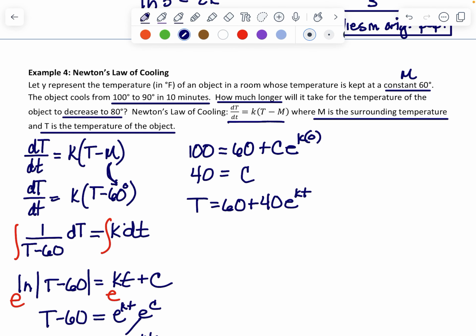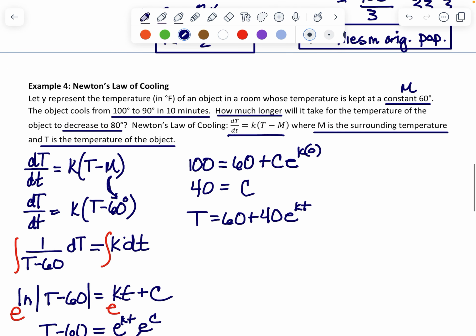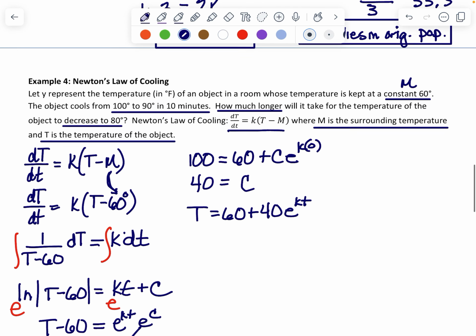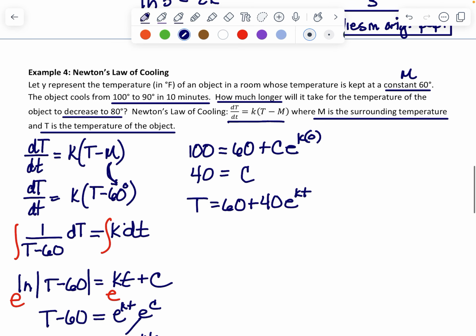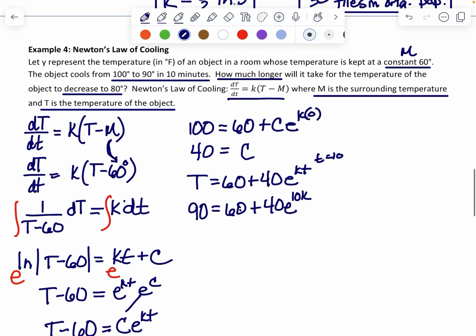Okay, now once we have that, then we can start. It says it goes from 100 to 90 in 10 minutes. So now I can find out what K is, because I can put the 90 degrees as 60 plus 40, and then t is equal to 10. So I'm going to just make that 40e to the 10K. Now we can solve for the K value with that.